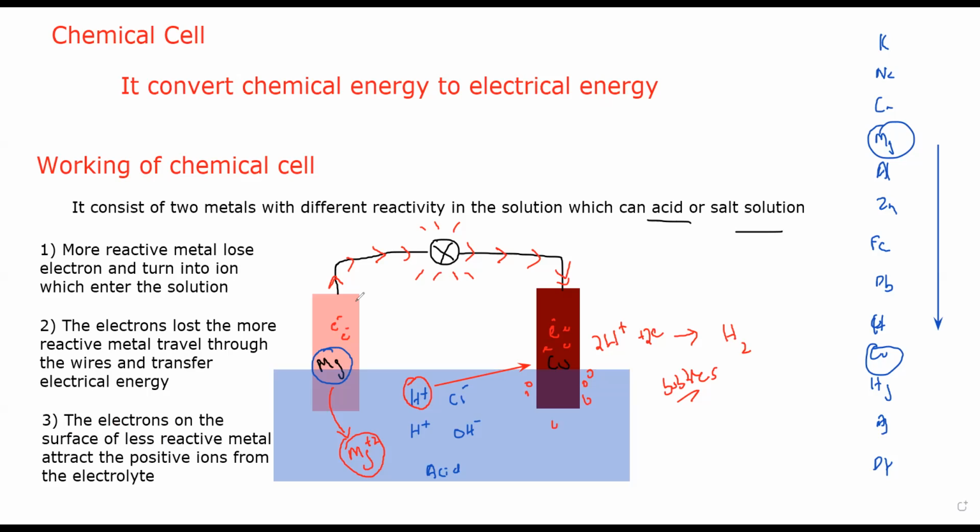This is how the cell which we are using works: it always consists of two electrodes. One is more reactive, another one is less reactive. The more reactive metal will lose electrons, the electrons will travel towards the less reactive metal surface, and these electrons attract the positive ions, so they collect the positive ions at the less reactive metal surface. Is the concept of a chemical cell clear, how it works?